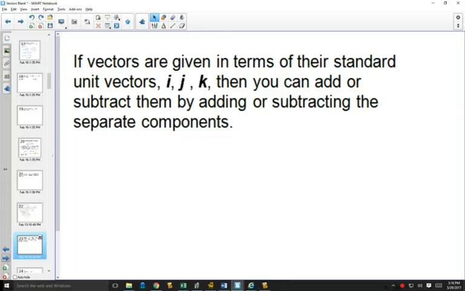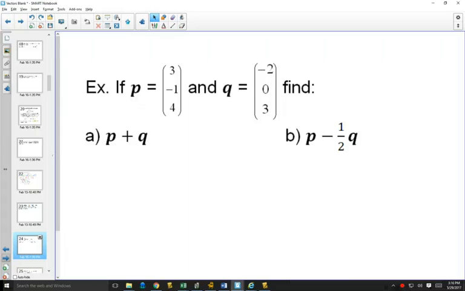So even in 3 dimensions, you can just add and subtract the different components. So here, if you tried to imagine drawing this out in 3 dimensions, you're first going to go 3 to the right, 1 back, and then 4 up. And then from there, you're going to go 2 to the left, nowhere back or forward, and then 3 up. Where would you end up?